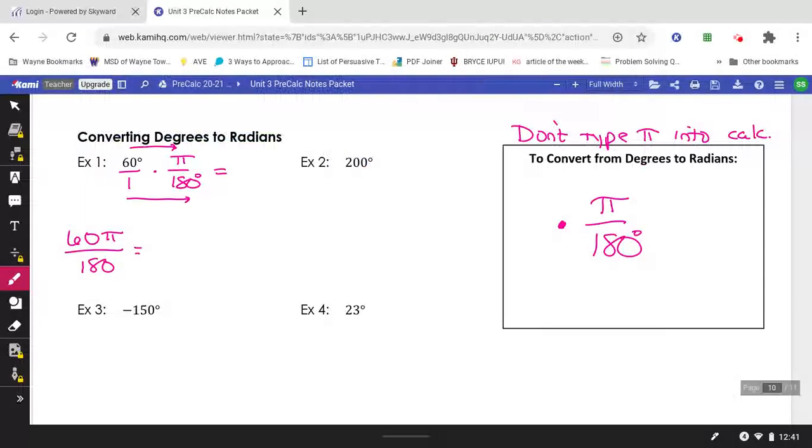So when I divide 60 by 180, I get 1/3. And since I already have a pi at the top, I don't really want to write 1 pi. 1 pi is kind of like 1x. I can just leave it off. So pi over 3. So again, those buttons were Math, and then the little arrow that had me change it to a fraction.